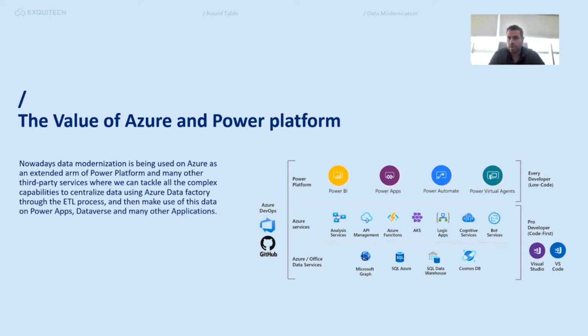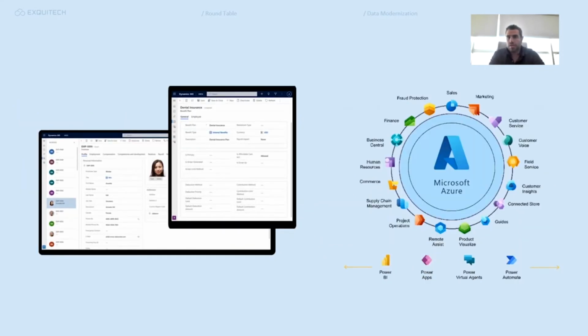For example, when it comes to many complex calculations happening in the back end, or big data being centralized and integrated with many systems, whether under Microsoft or any third-party systems, we are using data modernization on Azure to collect this data under a data warehouse and a database on Azure. Then we perform all the complex calculations using Azure Functions and cognitive services. Azure now sits in the middle of all those solutions that SMBs are working on.